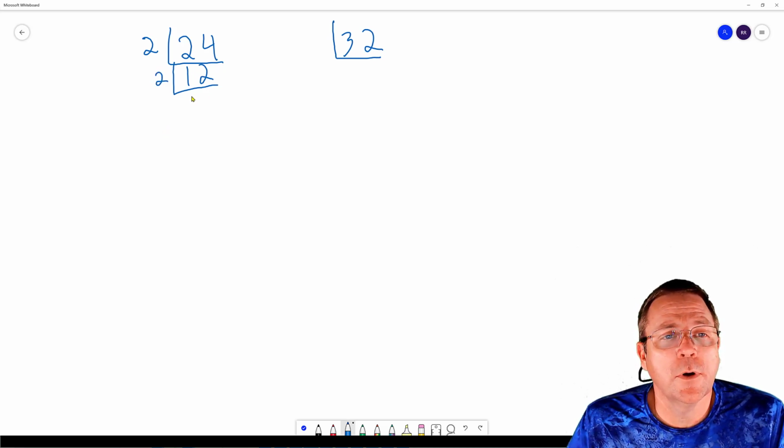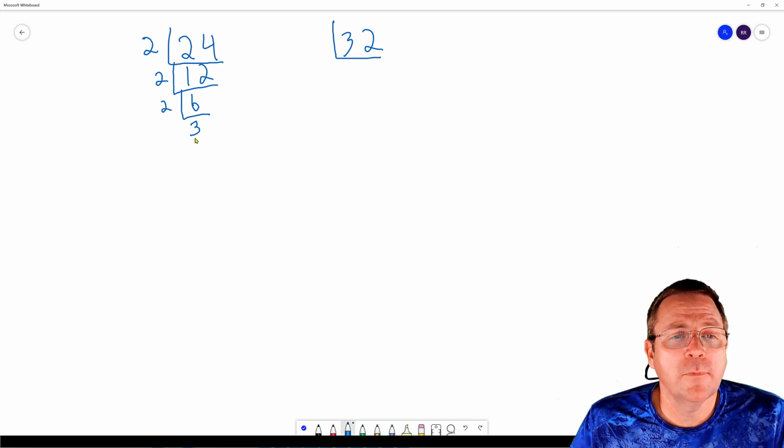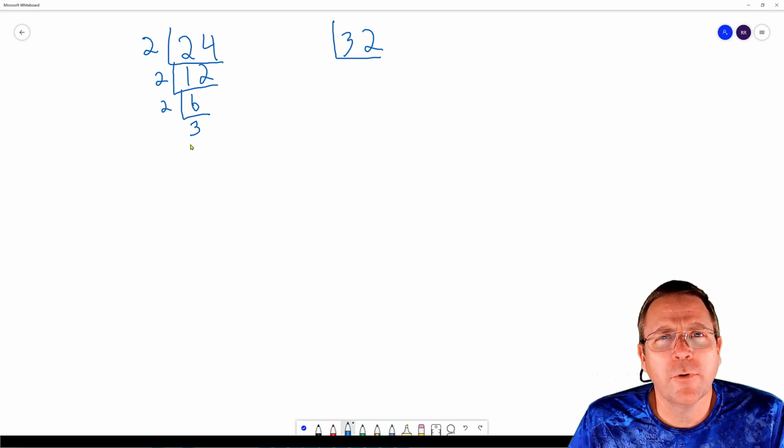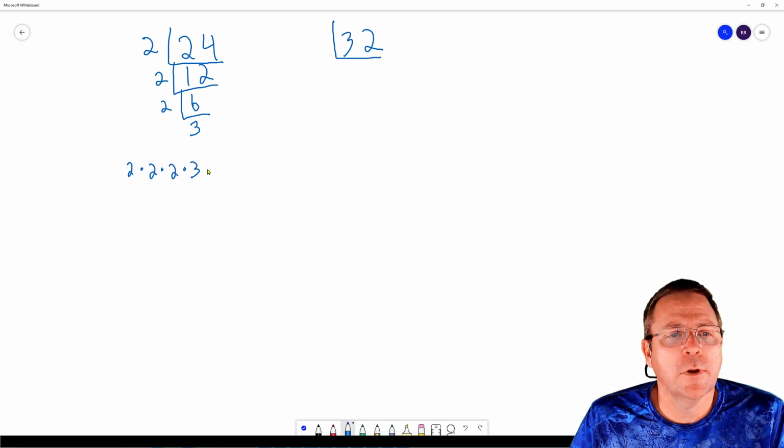2 goes into 12 6 times. 6 is, yep, composite. So I'm going to put a house around it. Smallest prime number that's going to go into 6, that's 2. 2 goes into 6 3 times, and 3 is a prime number. So now we're done factoring that. It is 2 times 2 times 2 times 3.